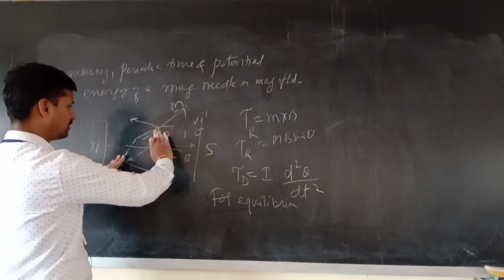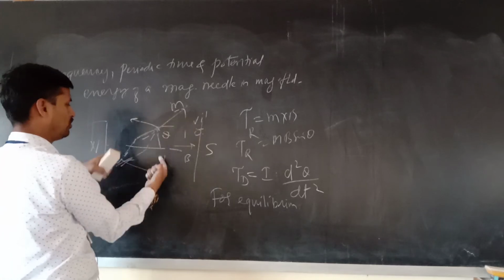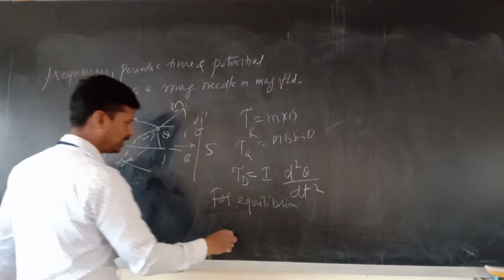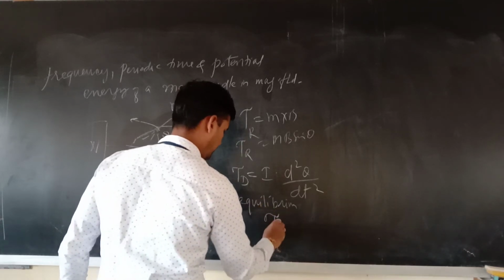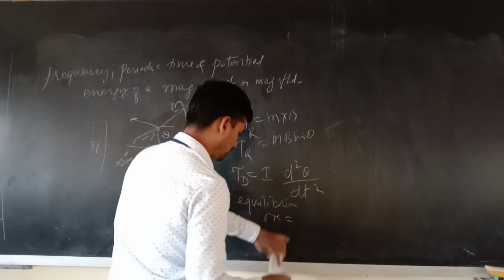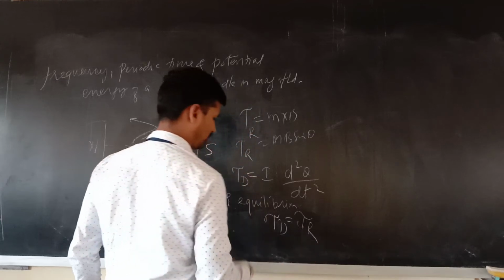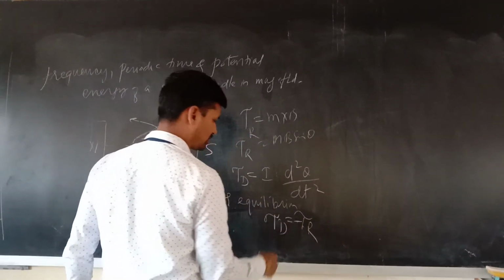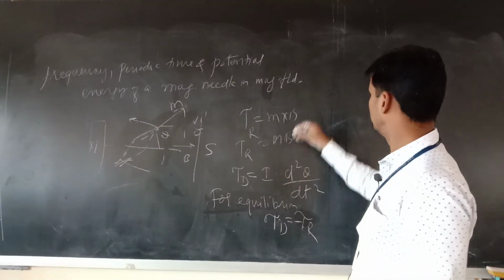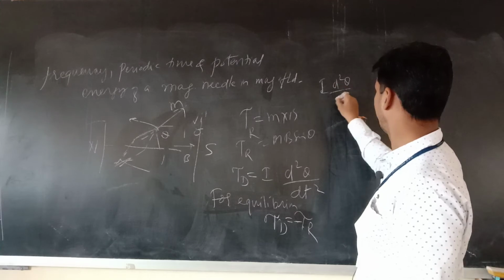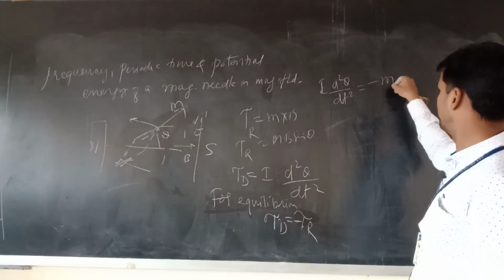To keep it here only, the magnet will try to restore, but you are trying to deflect. One is deflecting, one is restoring. For equilibrium, deflecting torque is equal to restoring torque, or vice versa. But a negative sign should come because both the torques are opposite. Now, I d²θ/dt² is equal to torque, equate it to minus mB.